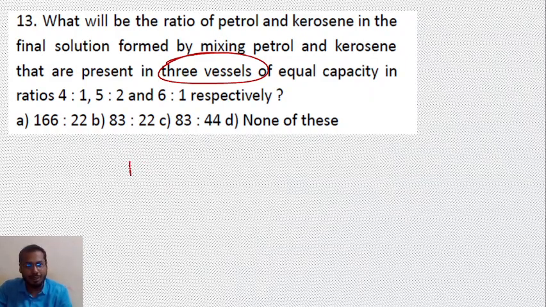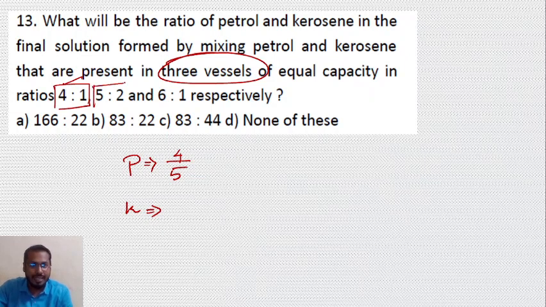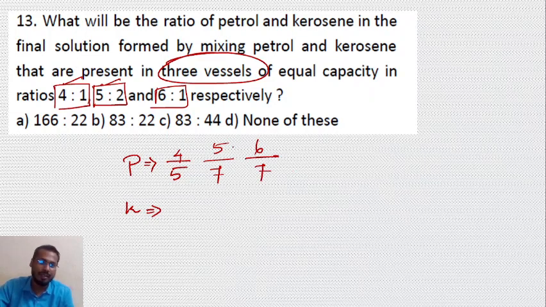See, one is petrol, another one is kerosene. Let's write petrol and kerosene in different forms. Okay, petrol. See, overall 4 plus 1 is 5 parts. Out of that, petrol is 4 parts. This is petrol. And the second ratio, 5 plus 2 is 7 parts. Out of that, petrol is 5 parts. This is petrol. Out of 6 plus 1, 7 parts, 6 parts is petrol. Correct?